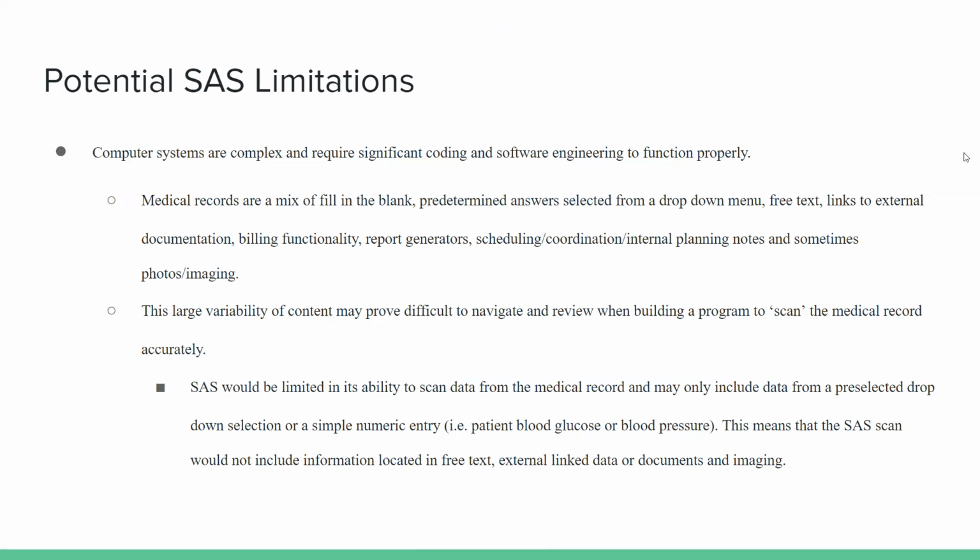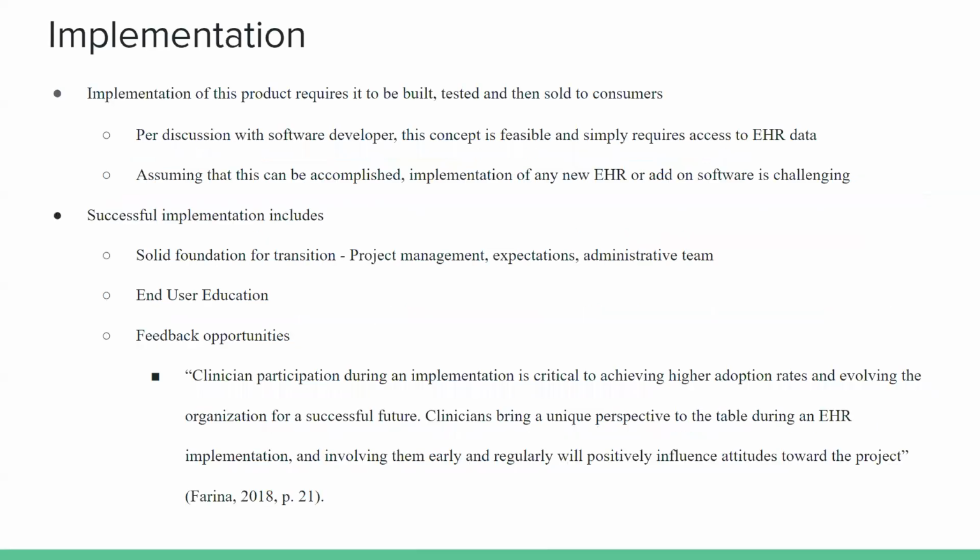Knowing this, the SAS system would be limited in its ability to scan data. It would be limited to only include data from pre-selected drop-down sections or simple numeric entries like a blood glucose or blood pressure. So all it means is that it's limited in what it can scan. However, if the correct coding is in place and the correct algorithms are in place, it will still easily be able to generate alerts to notify the care team and prevent rehospitalizations in home care clients.